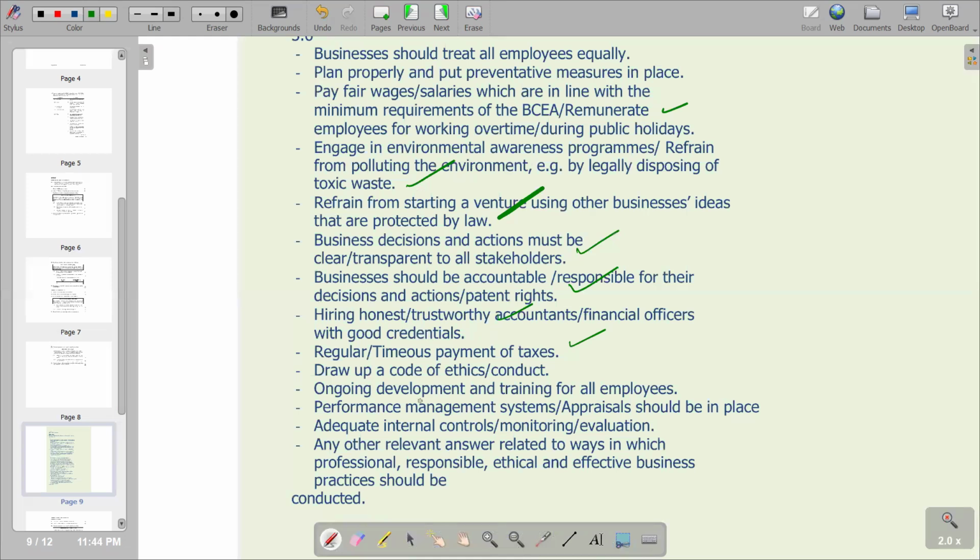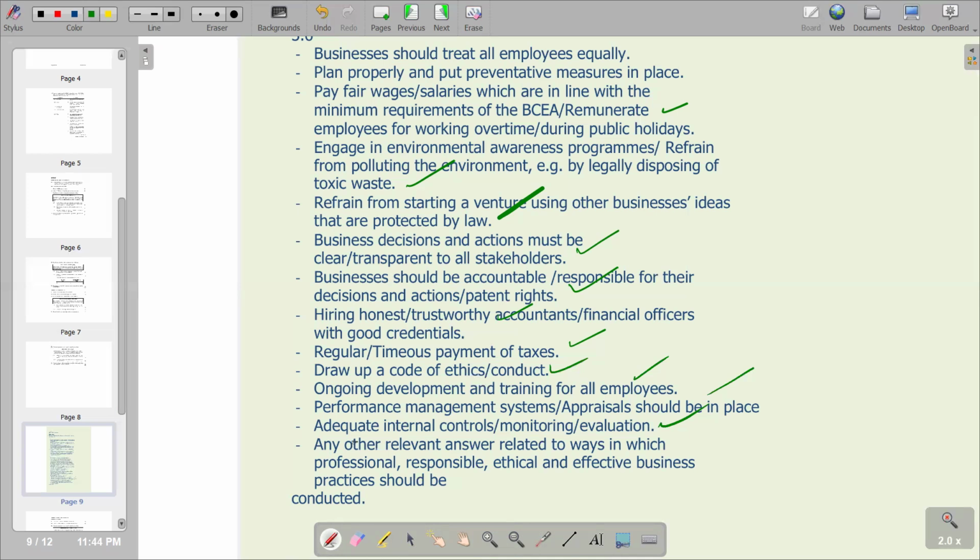And then draw up a code of ethics, that is a code of conduct also, and then ongoing development and training of employees. So staff development is also important. Then performance management systems or appraisals should be in place. So workers should also be rewarded if they go the extra mile in terms of their performance. Then we go to adequate internal controls, monitoring and evaluation. Then the next point is saying any other related ways in which professional, responsible, ethical, and effective practices should be conducted. So any other that is appropriate can also be marked correct.